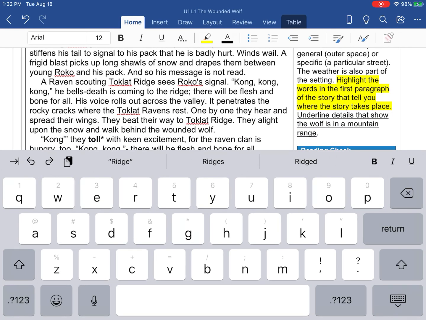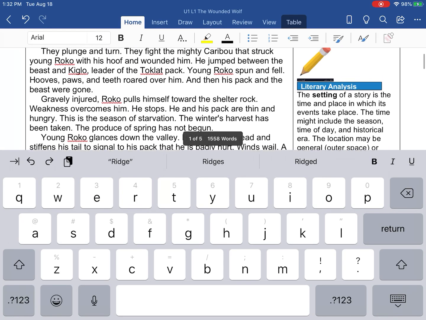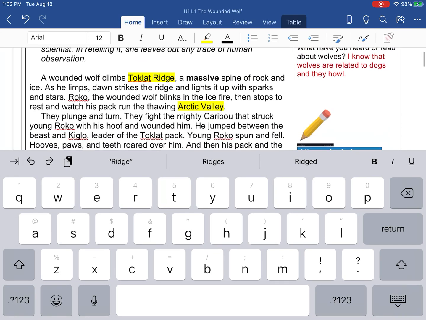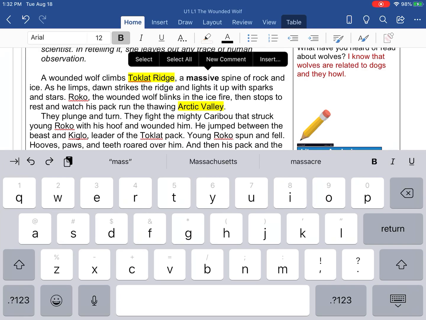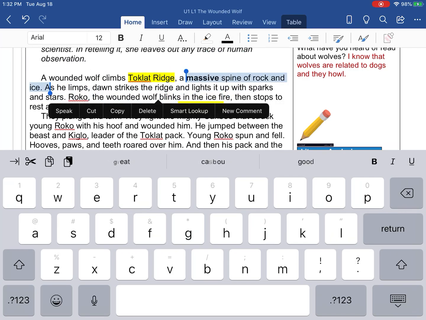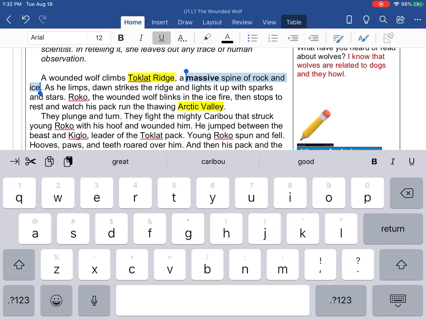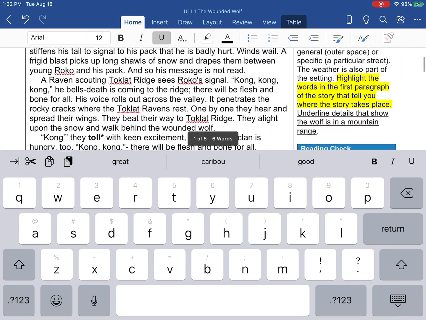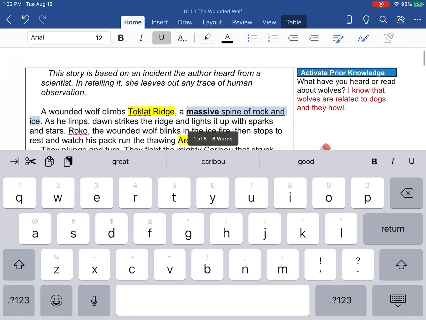Underline the details that show that the wolf is in a mountain range. So what are the details here that let us know that the wolf is in a mountain range? Well, the author writes that there's a massive spine of rocks and ice. That's a pretty big clue, right? So those are some details that let us know that this is a mountainous area. So we're going to underline this. Then we're still looking. Is there anything else there?